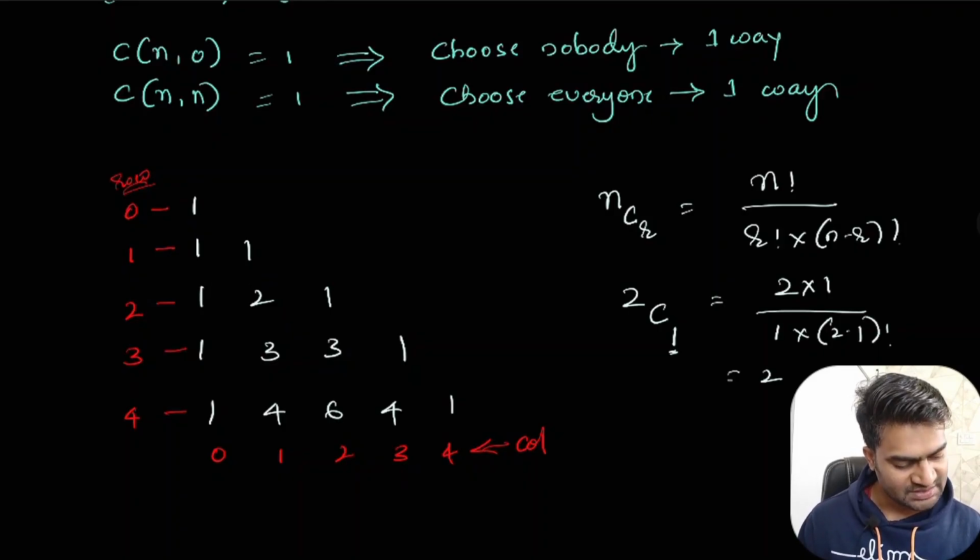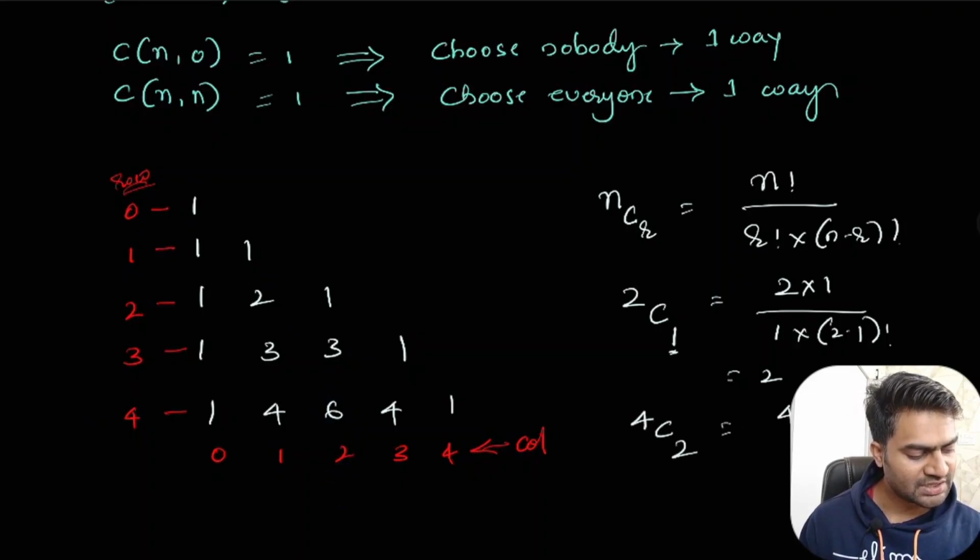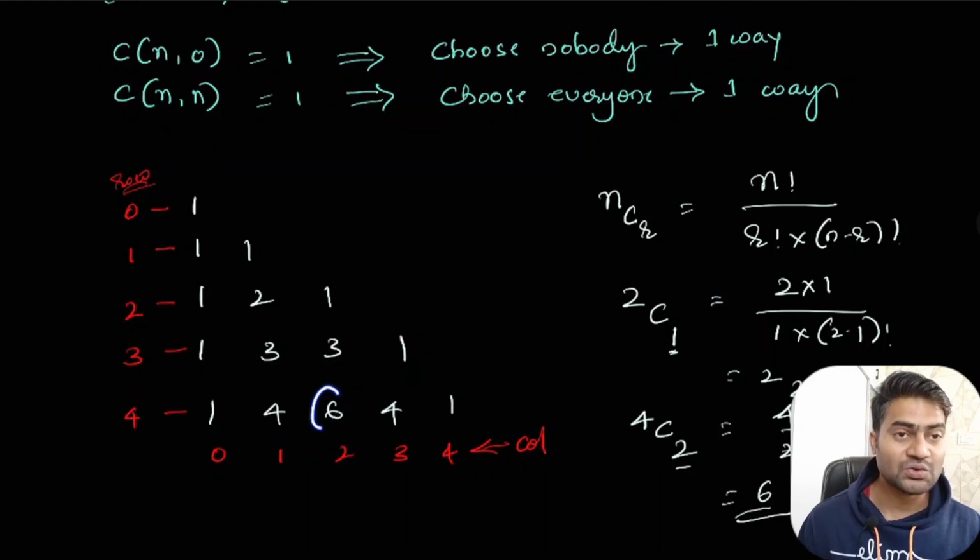Now assume this value. Basically this is our fourth row and second column, so it will be 4C2. It will be 4 into 3 into 2 into 1, which is 4 factorial. Then 2 factorial is 2 into 1, and 4 minus 2 is 2, again 2 factorial is 2 into 1. Now this gets cancelled and it becomes 6. So that is what we got, right? Each cell represents the combination nCr ways.